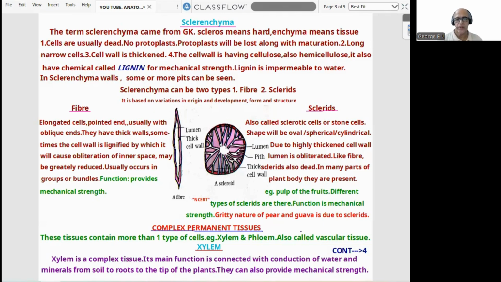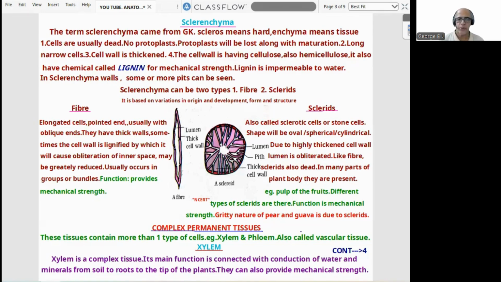No protoplast in sclerenchyma. Protoplast will be lost along with maturation. Long narrow cells. Cell wall is thickened. The cell wall has cellulose, also hemicellulose. It also has a chemical called lignin for mechanical strength. Lignin is impermeable to water. In sclerenchyma walls, some or more pits can be seen, gaps can be seen.